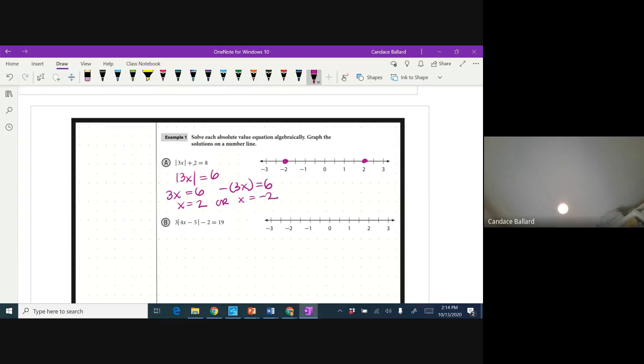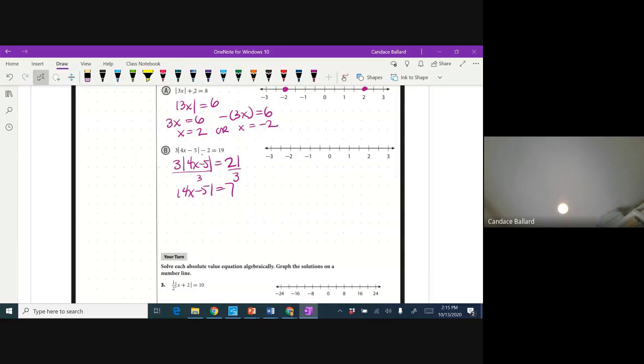All right, let's try a few more. Make sure we've got these, okay? So I have to isolate the absolute value. So I'm going to start by adding the 2 to both sides. So that would be 19 plus 2, which would be 21. Then I'm going to divide by 3, and I usually have to draw this because people don't get this one. So 21 divided by 3 is 7.